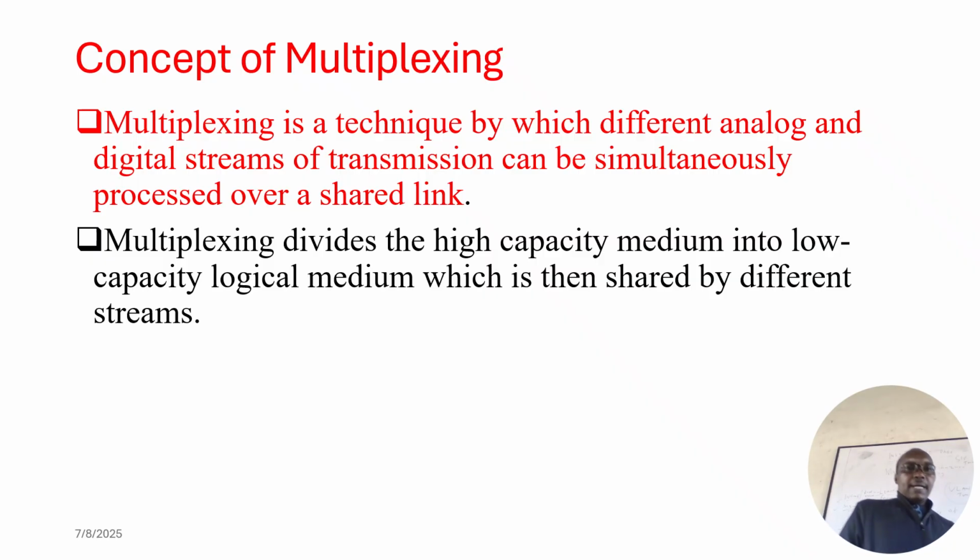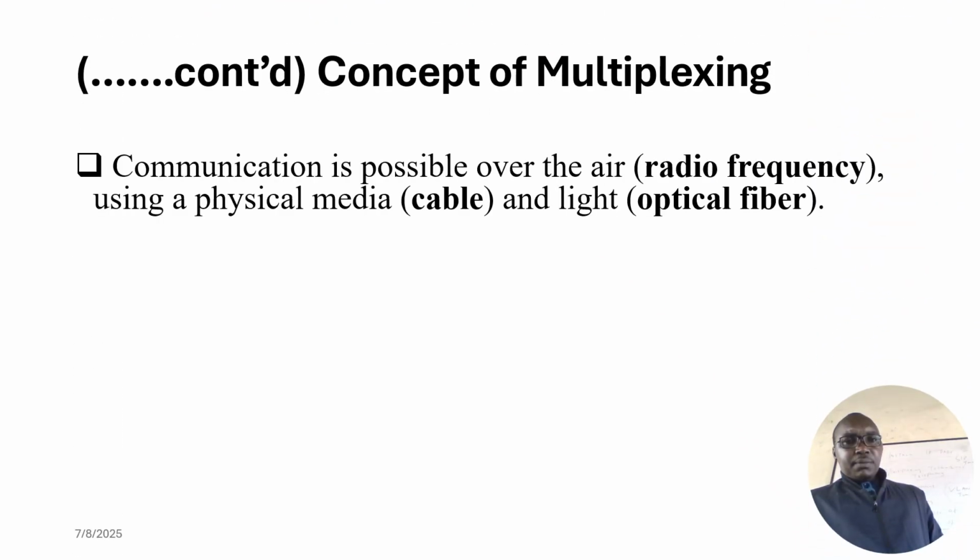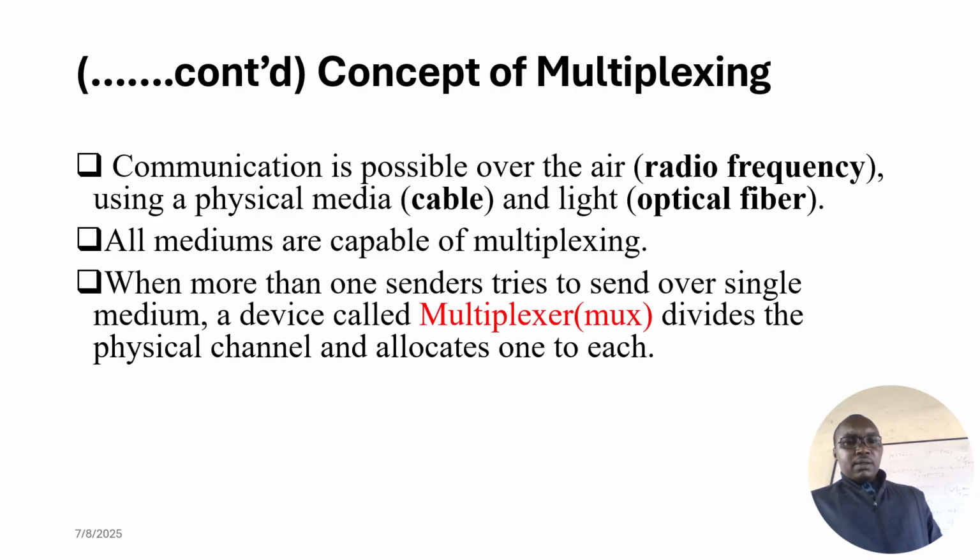Then, one of the concepts is that multiplexing divides the high capacity medium into low capacity logical media, which are then shared by different streams. So communication is possible over the air, that is the radio frequency, using a physical medium, that is cable, and light, optical fiber. Maybe you might ask, why are we talking about cable, and then the optical fiber?